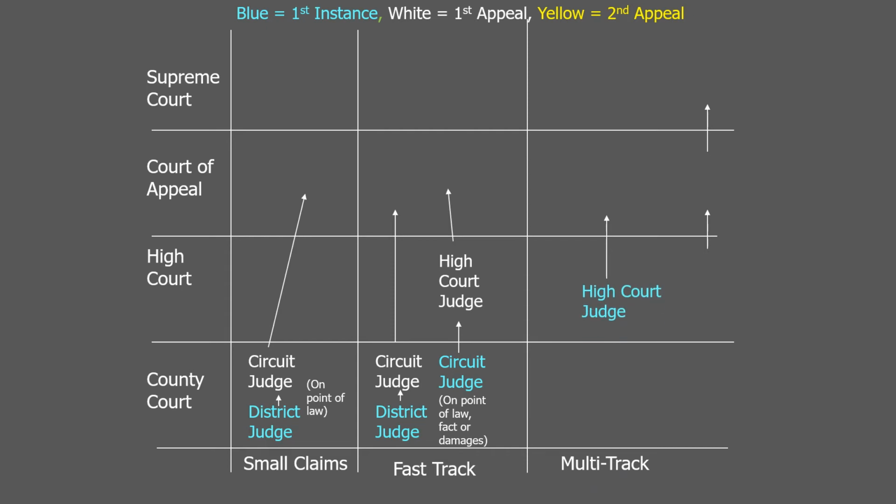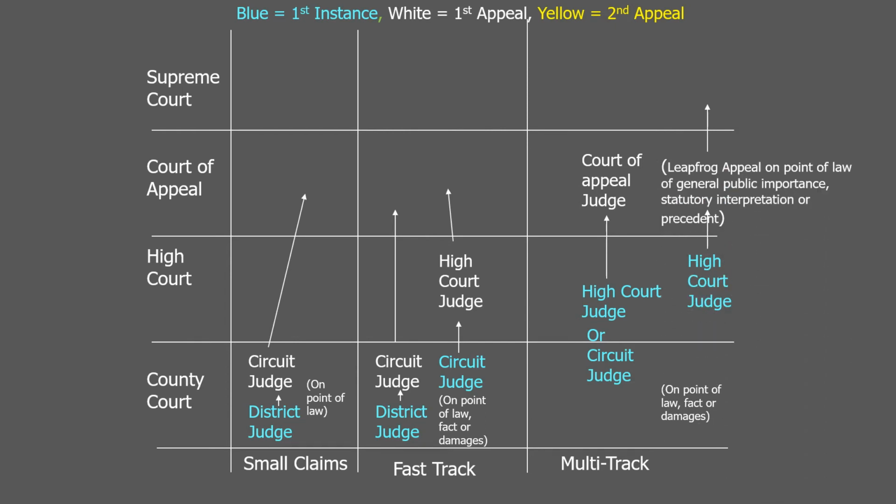With the multi-track cases, they're usually heard in the High Court by a High Court judge or a circuit judge. If it's heard by a circuit judge or High Court judge, you would go to the Court of Appeal. Or there may be certain situations where you might leapfrog. Leapfrog in this particular case just means to skip a court, so to go from the High Court directly to the Supreme Court. This is normally on a point of law and general public importance, statutory interpretation, or if precedent has not been followed, and this would go to the Supreme Court Justices.